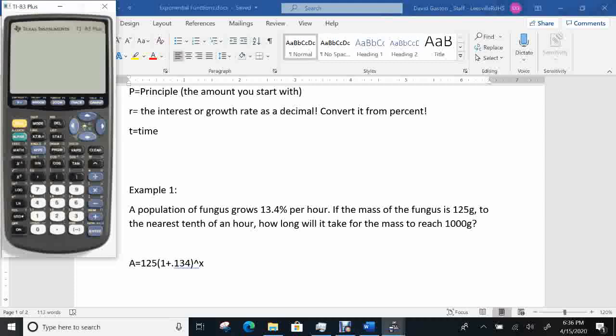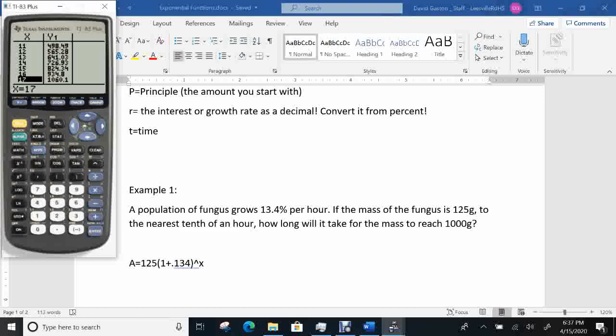So I got our calculator set up here. If you go to the Y equals menu and you type in our 125 parentheses 1 plus 0.134 close parentheses to the X, that's our equation. Then I'm going to go to the table. So I'm going to press second and graph. And I want to see how long it takes me to get to 1,000 grams of this fungus. And if you notice, that occurs sometime between 16 and 17 hours. But that's not good enough. They want to know to the nearest tenth of an hour.